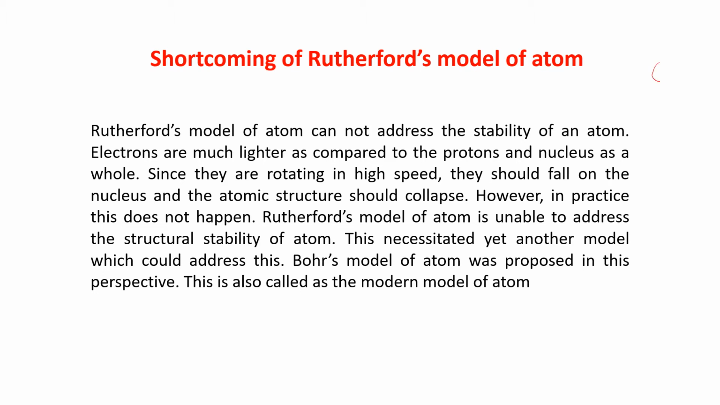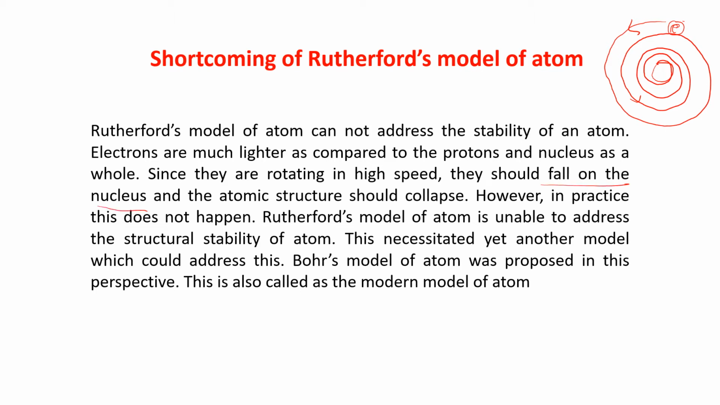Because suppose this is a nucleus and the electrons are revolving in the orbit. So in this case, it should fall in the nucleus like this. But it is not happening. They should fall on the nucleus and the atomic structure should collapse. However, in practice, this does not happen.